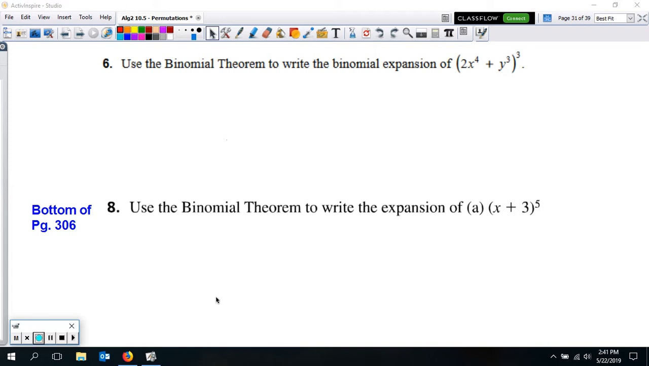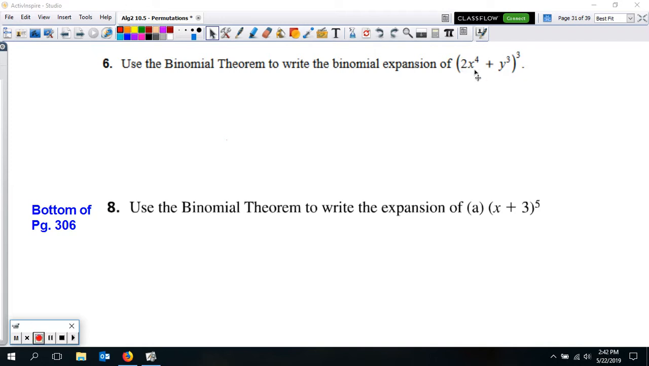Okay, so for number 6 on the extra practice, it says use the binomial theorem to write the binomial expansion, and the binomial is 2x to the 4th plus y to the 3rd, raised to the 3rd power up here. So basically there's 3 of these. We could put them all side by side if we want to. We could even multiply these the long way if we wanted to. That's another way you can do this.